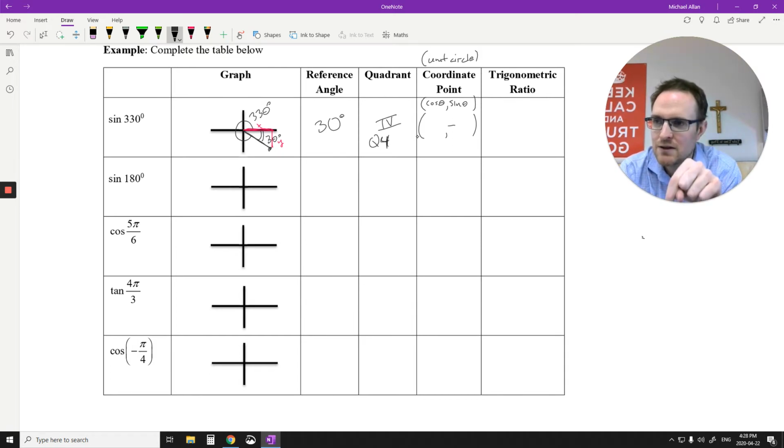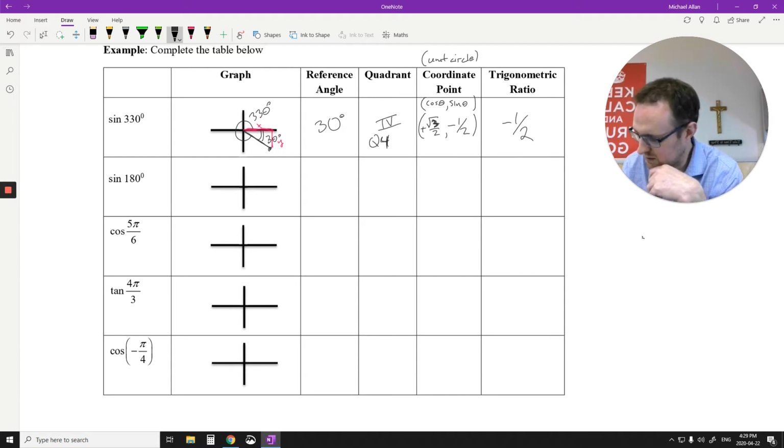So sine 30 is a half. It's going down, so it's a negative. X is positive, so root 3 over 2. Those are always paired off with each other, the root 3 over 2 and the half. Now this is sine, sine is the y value, so this is going to be negative a half. You can type it in your calculator too. Make sure your mode is in the right mode. Degree, sine 330, negative a half.